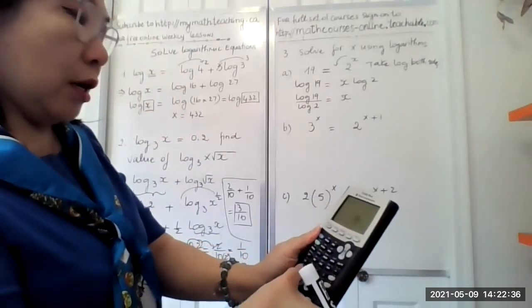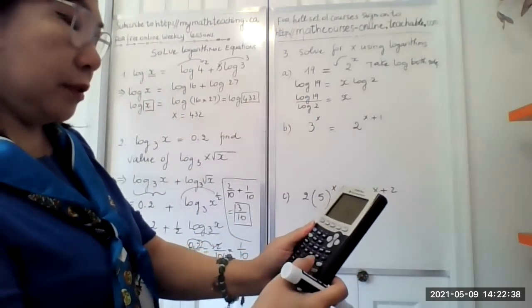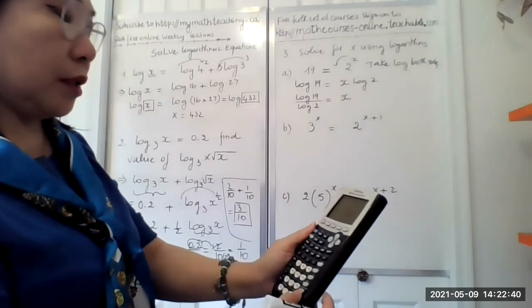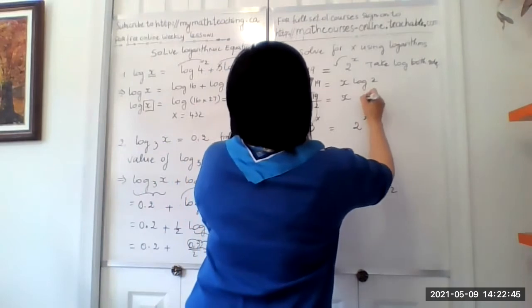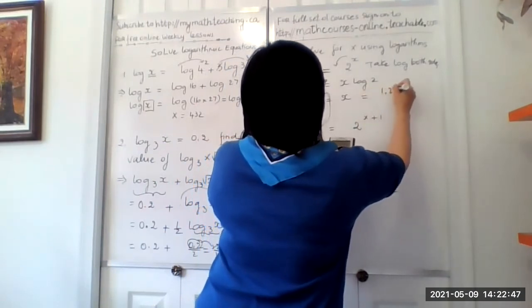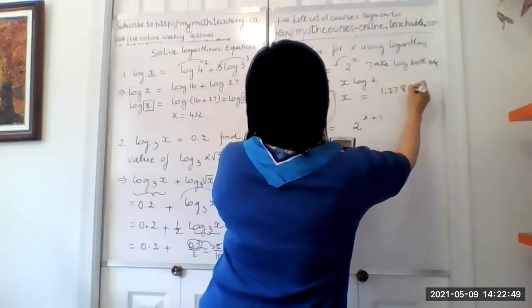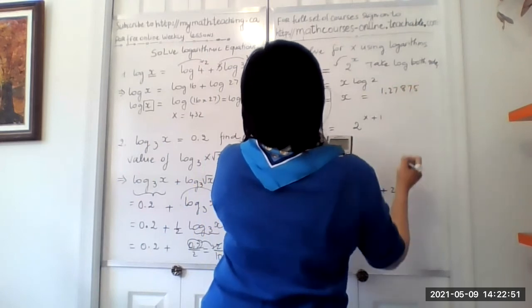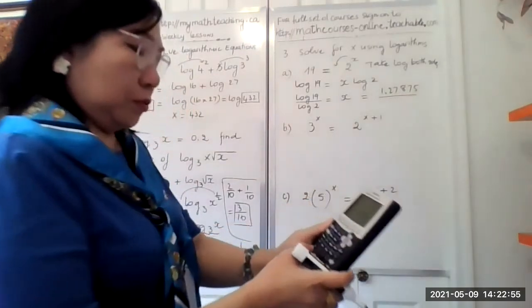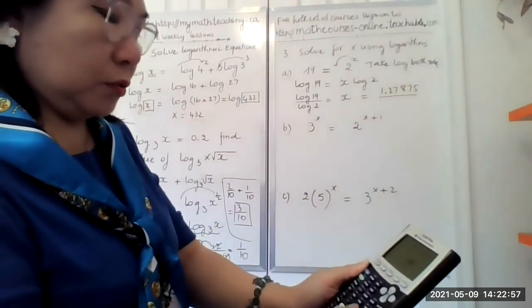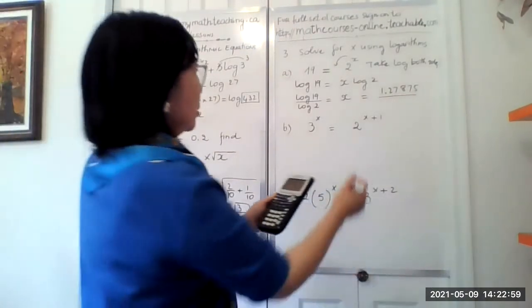So now we can use a calculator to find out. We say log of 19, which is equal to this big number, 1.27875, divided by log of 2. So I'm going to key in log 2, enter.